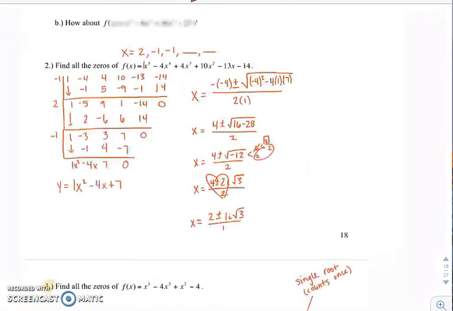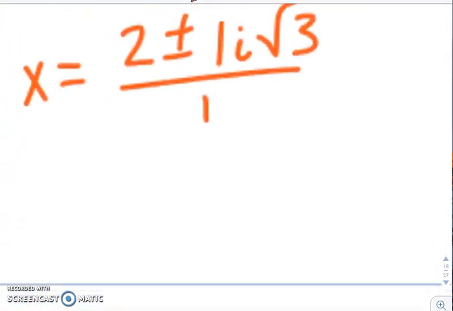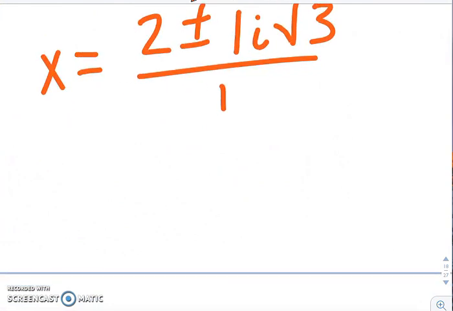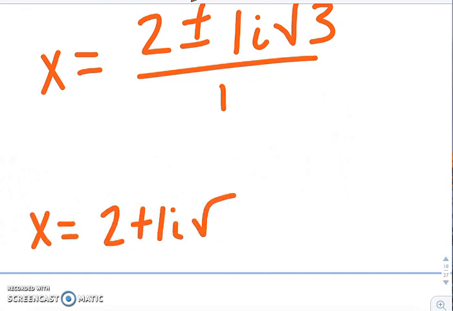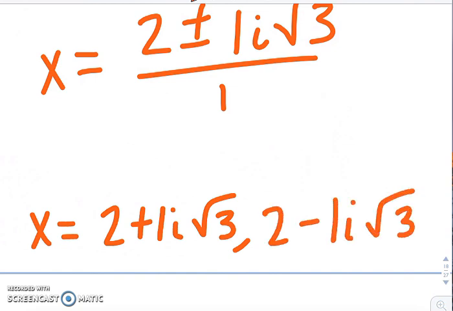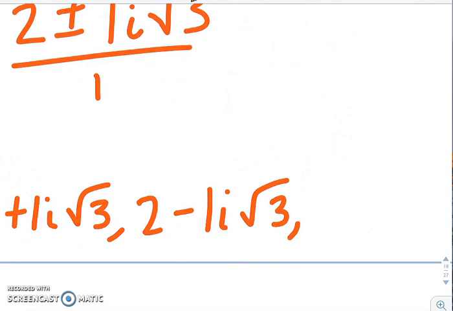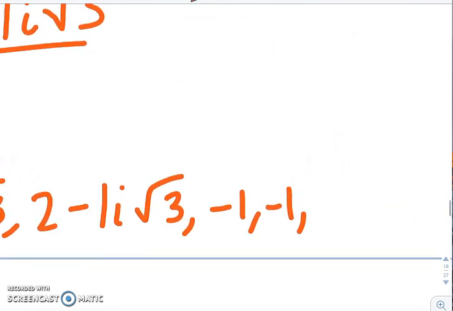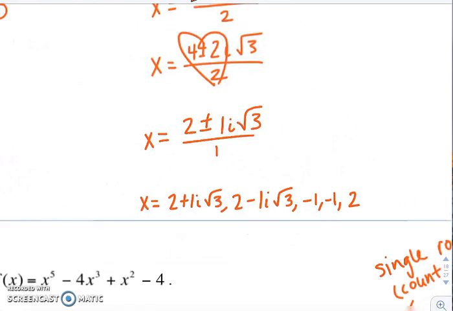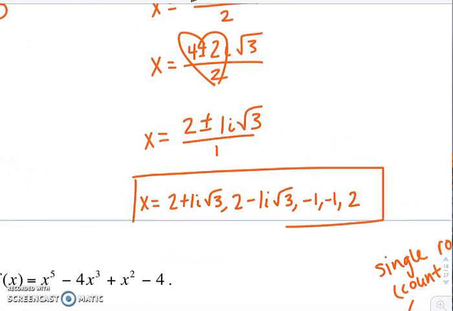So if you really wanted to write these all out as the 5 separate solutions, just again, if you're visual, x would equal 2 plus 1i square root 3, 2 minus 1i square root 3, -1 twice, and positive 2. Those would be your 5 solutions to this polynomial.